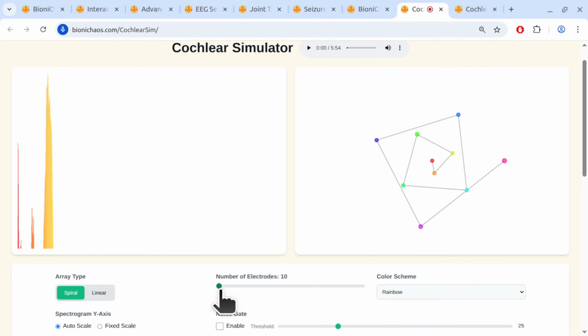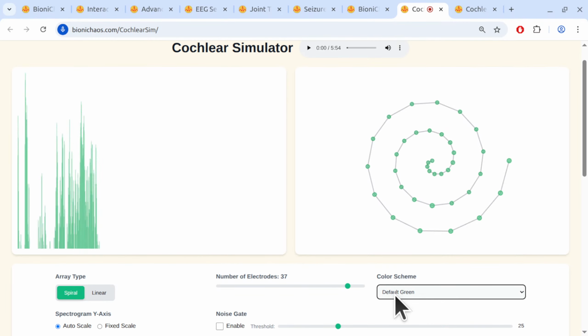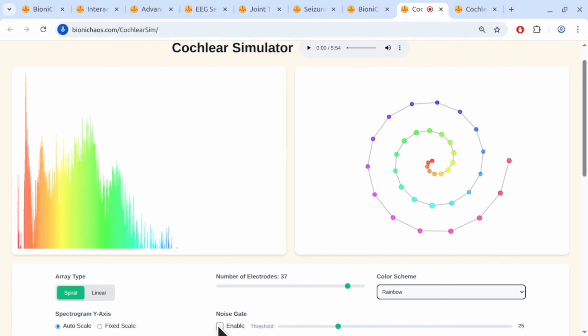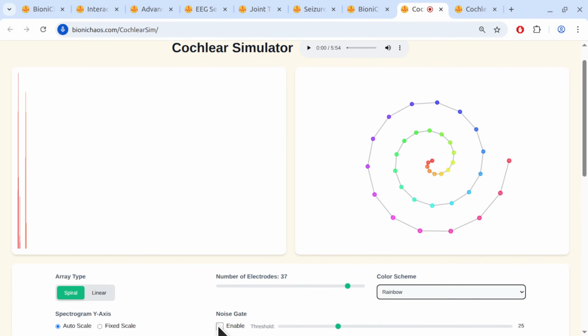You can also change the color scheme for the spectrogram and cochlea diagram using the drop-down menu. Additionally, you can enable the noise gate and adjust its threshold to see how it filters out background noise, allowing you to experiment with improving sound clarity in different conditions.